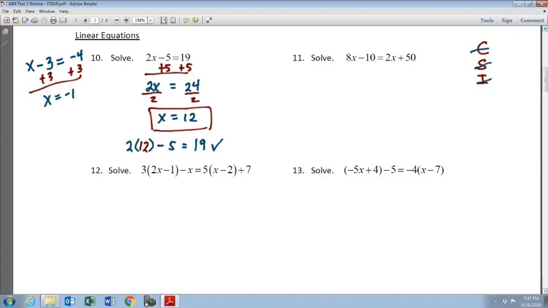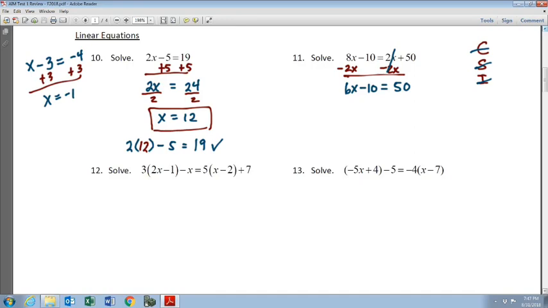And so we'd want to, well, I'm going to go ahead and get rid of the 2x on the right. So we just subtract 2x on each side. And so on the left, we're going to get 6x minus 10. And on the right, notice those 2x's cancel, they're opposites, and we're left with 50.